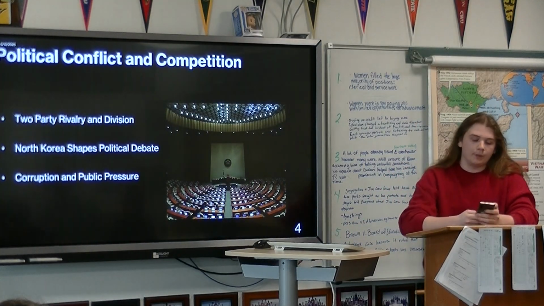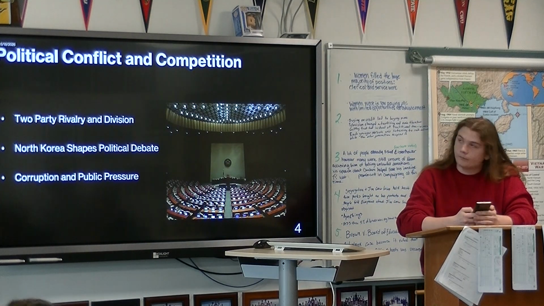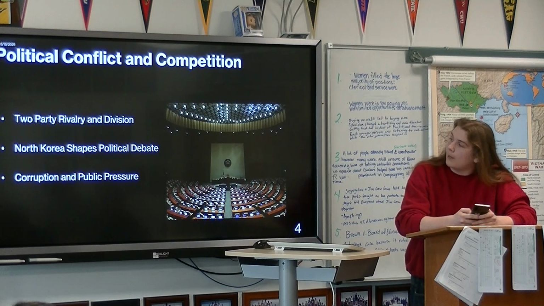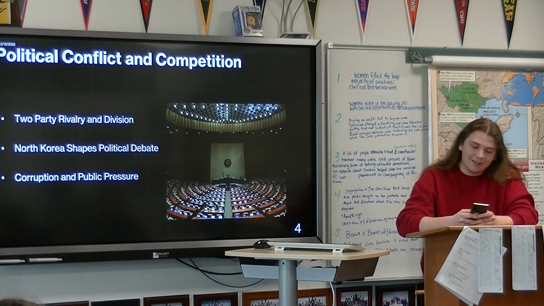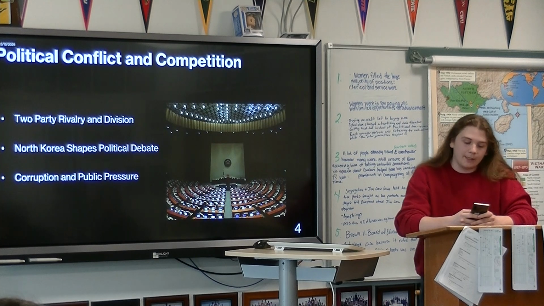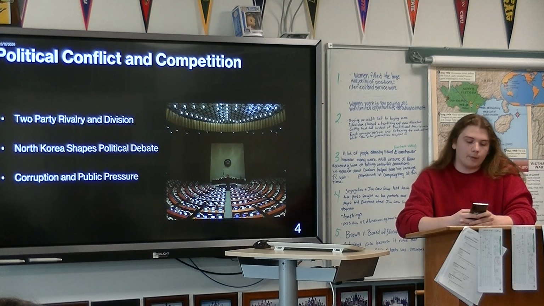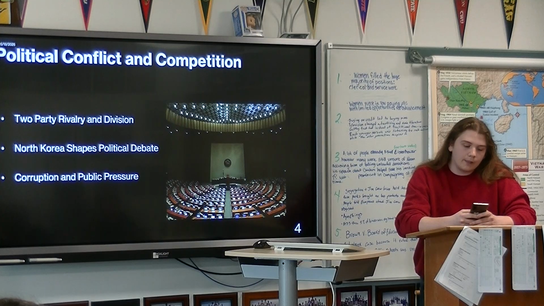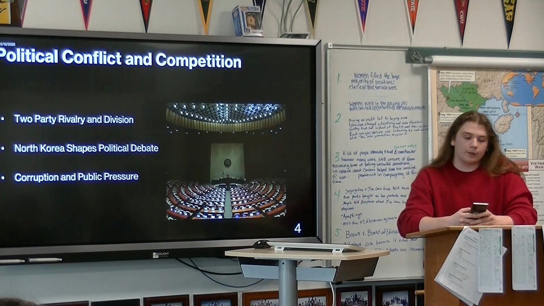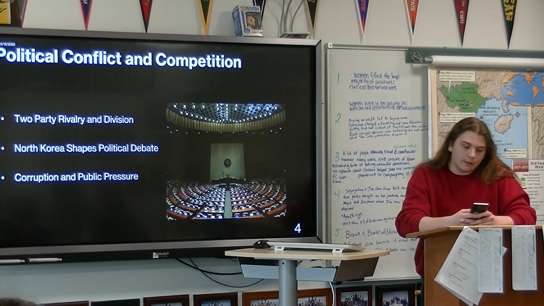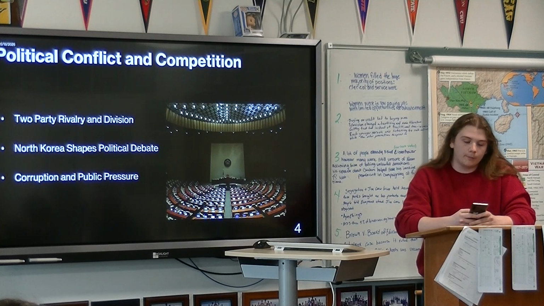Political conflict and competition. Two-party rivalry and division. South Korea has a 2-party system: the Democratic Party, which is liberal, and the People Power Party, which is conservative. They generally disagree on economic policy, North Korea, and other foreign relations. These parties have led to extremely polarized public opinion, notably along generational and regional divisions, which leads to intense political debates and frequent protests.